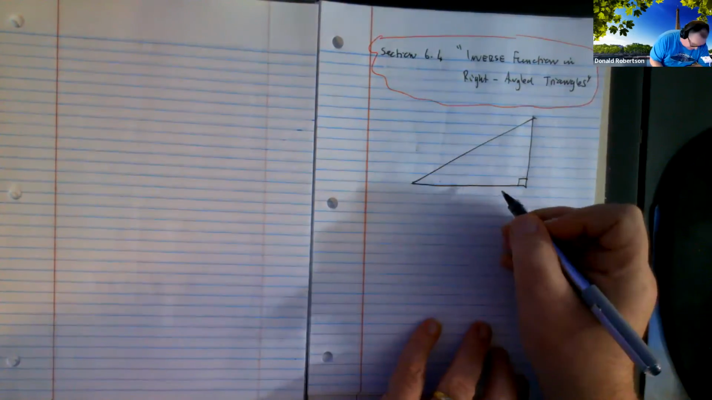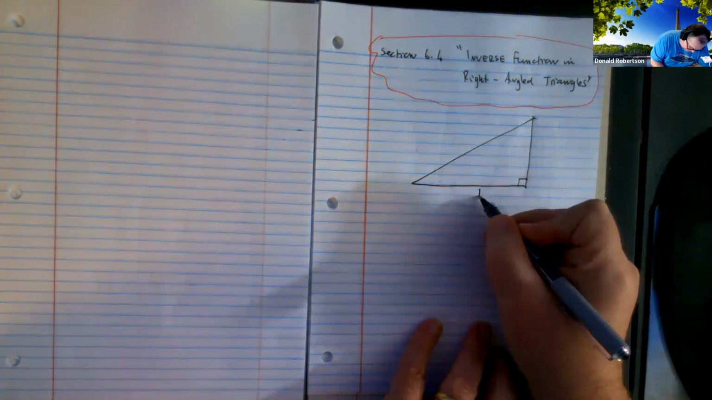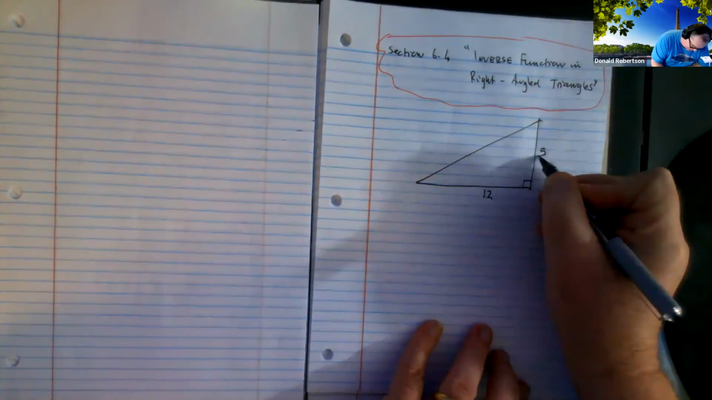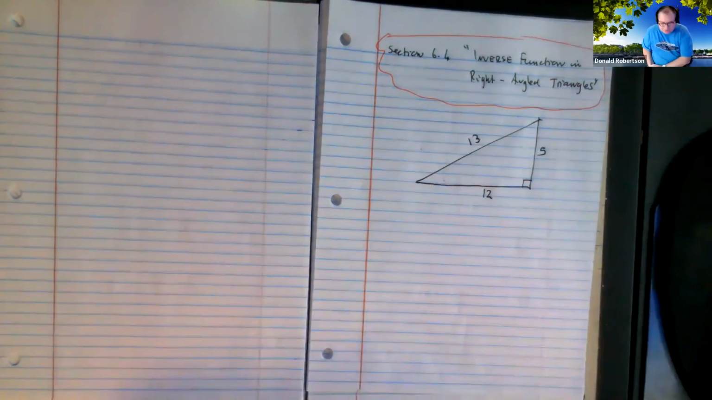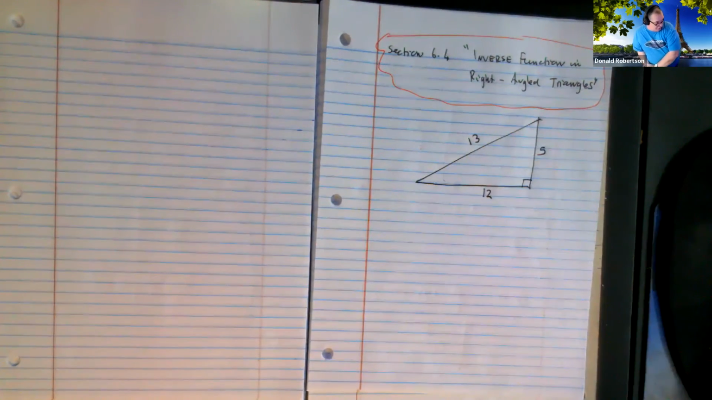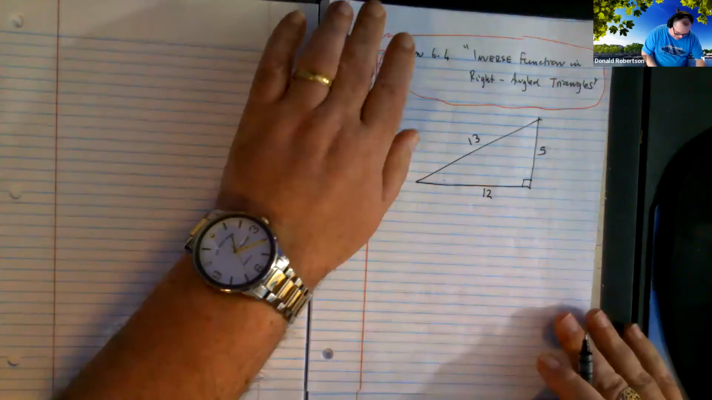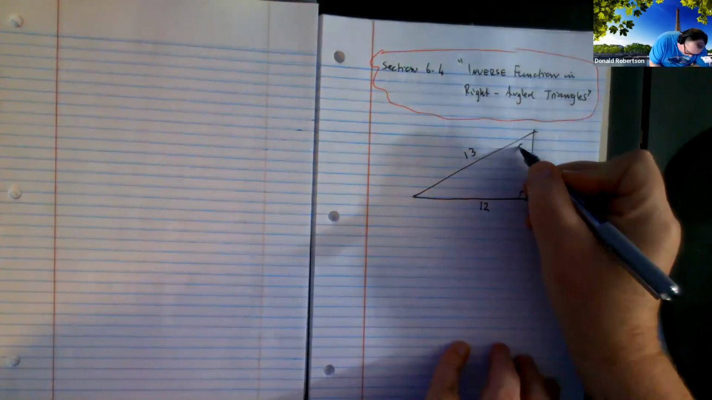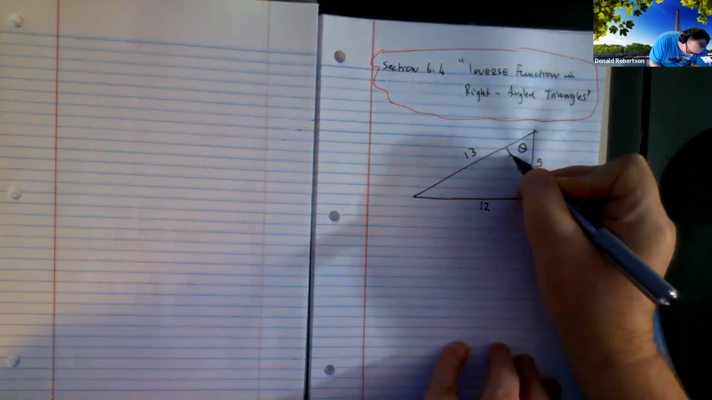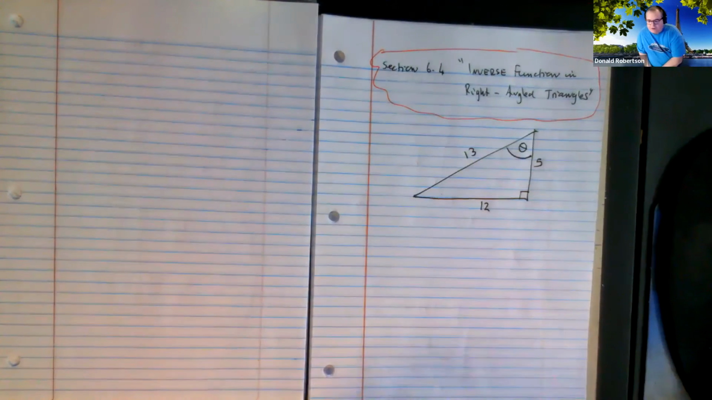Suppose I give you a triangle, and I'm trying to get the numbers right here. Make that 12, make that 5, and that's 13. So I'm going to give you all three sides of a triangle. And I'm going to call this angle up here theta. So I want you to think back to SOHCAHTOA again, right? So we're back to SOHCAHTOA.